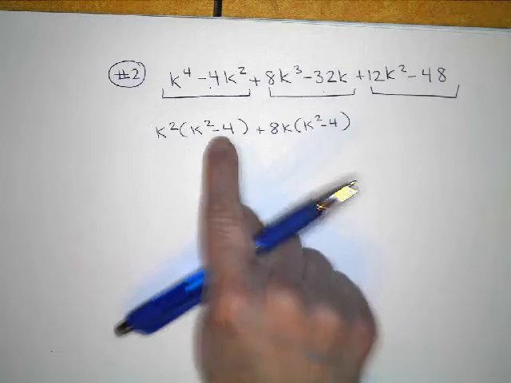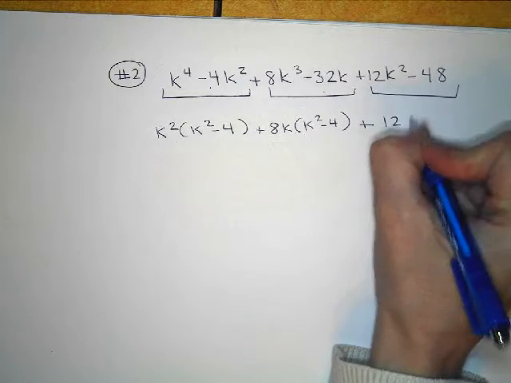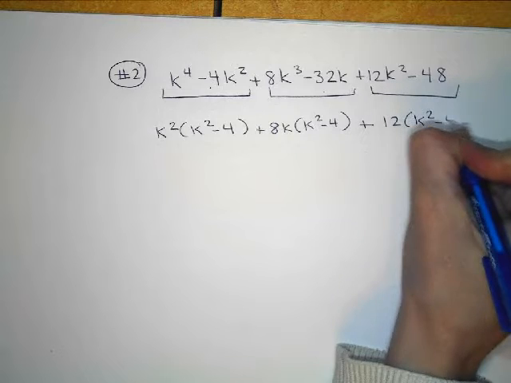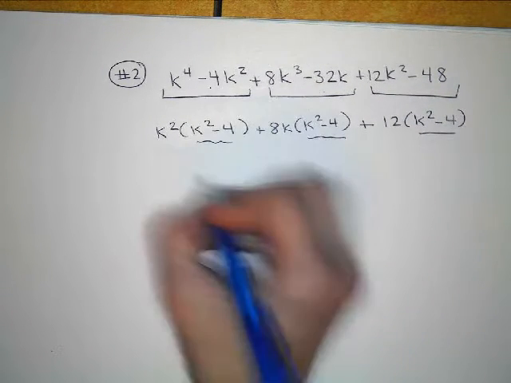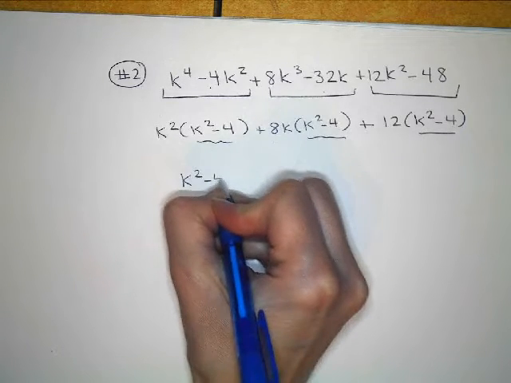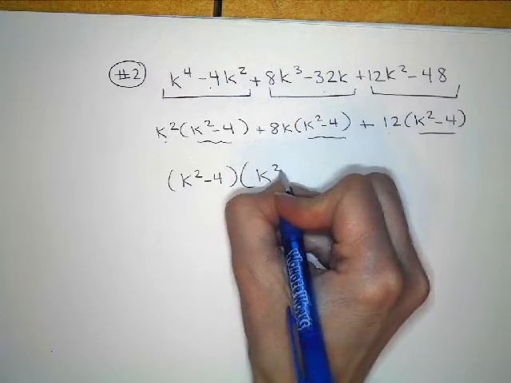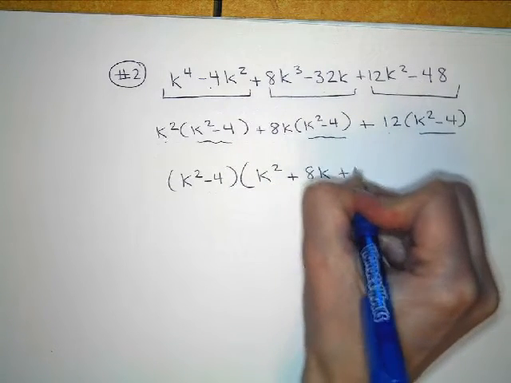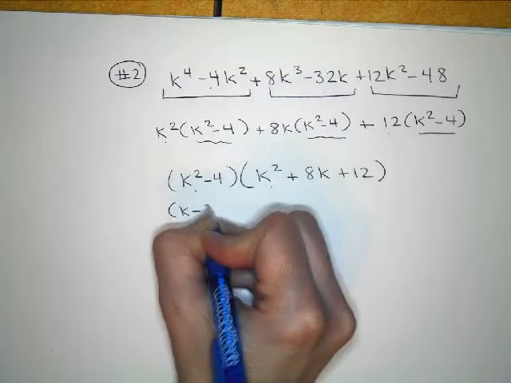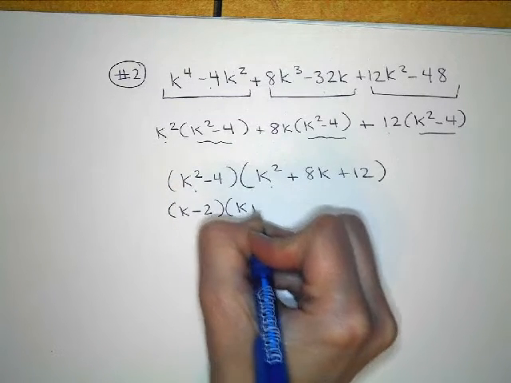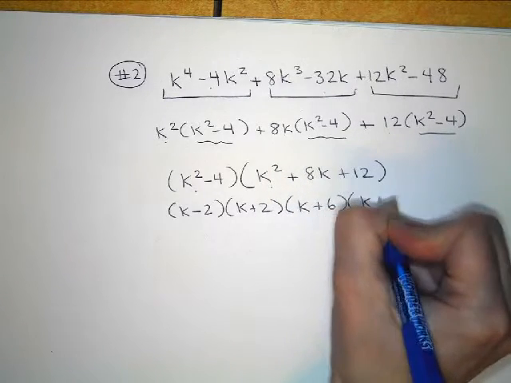As soon as we see that common binomial happening, we know we're heading in the right direction. Factor out the 12, k squared minus 4. Once we have that common binomial, that's our greatest common factor, k squared minus 4 gets factored out. The pieces of the trinomial become the other factor, k squared plus 8k plus 12. Factorable trinomial, factorable binomial. k squared minus 4 is k minus 2 times k plus 2, and the trinomial is k plus 6, k plus 2.